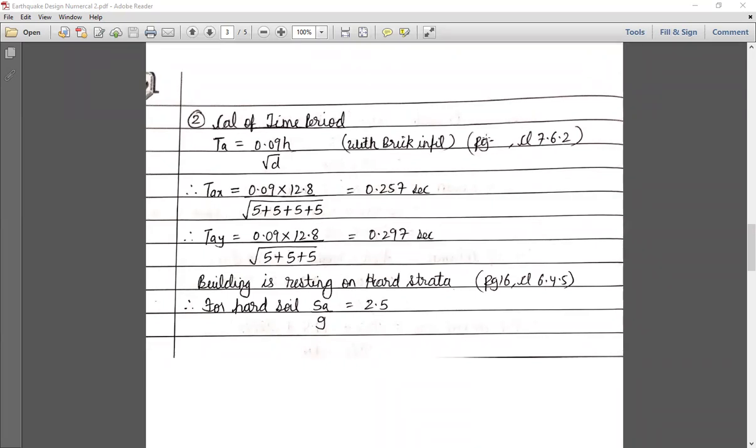Okay, fine. I think the solution is pretty much self-explanatory. I have tried to include everything in the numerical so that you don't have any doubts. I have mentioned each and every clause, page number.